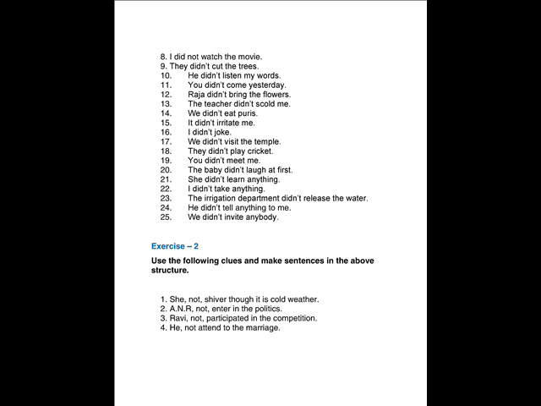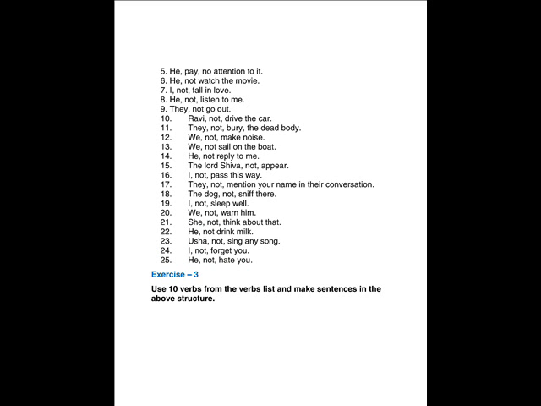ANR did not enter the politics. Third one. Ravi did not participate. Not participated, that's wrong. Ravi did not participate in the competition. With did, you get always, always V1, as we'll see in the further sentences. Fourth one. He not attend the marriage. He did not attend the marriage. Fifth one. He pay no attention to it. He did not pay attention to it. So this did not comes always for simple past negative statements.